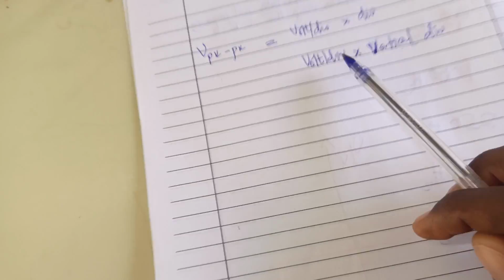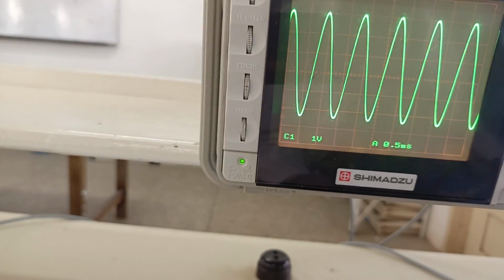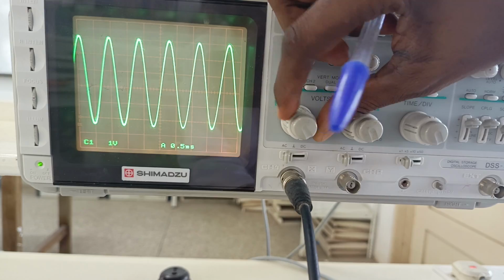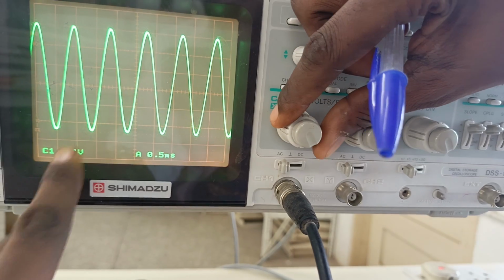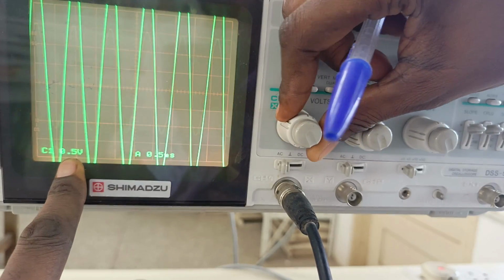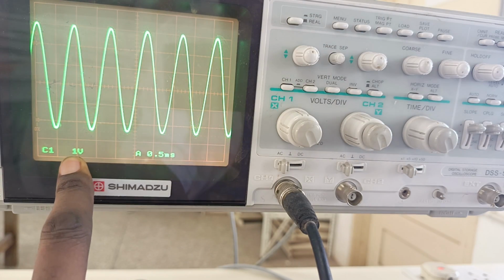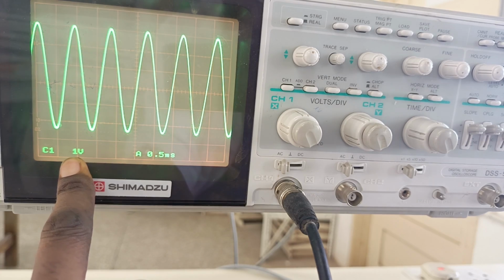Now, how do we get this value? This value is here, 1 volt per division. So for 1 division, we have 1 volt. You can also check on the oscilloscope, right? You realize that if I turn this, the value here decreases. So the voltage that you are using here is what you use as your volt per division. So the value of this volt per division button that you are using on the waveform is the one that you write. So for this one, we have 1 volt per division.